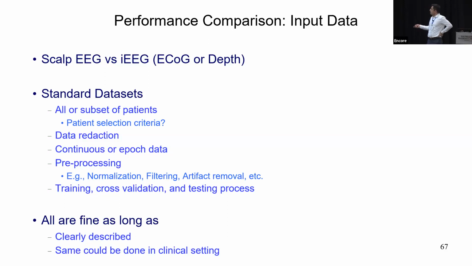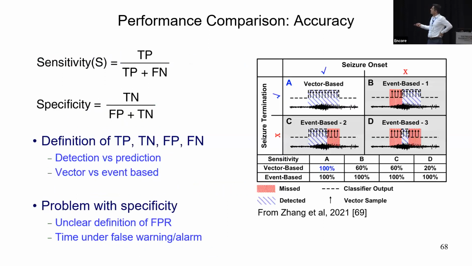The other thing that I wanted to talk about is reporting performance metrics. We define sensitivity and specificity as these fractions: true positive over true positive plus false negative for sensitivity, and this for specificity. But the definition of true positive, false positive, and false negative sometimes varies a lot. People interpret these things very differently.